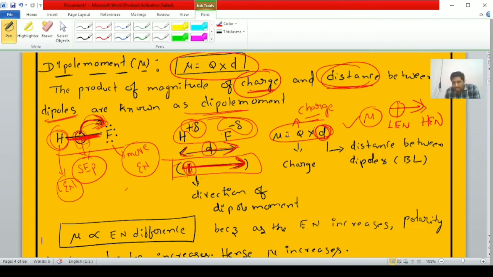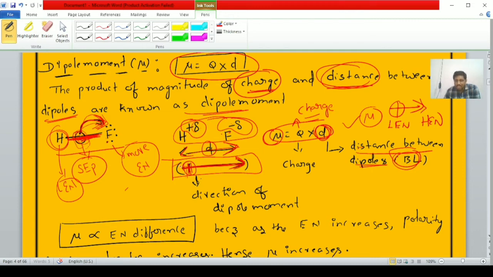Here the charge Q and the distance between the dipoles, that is the bond length, can be substituted in the equation. You will get the dipole moment. Here one interesting point, student. Distance between the dipoles means nothing but bond length, student. Nothing but bond length.